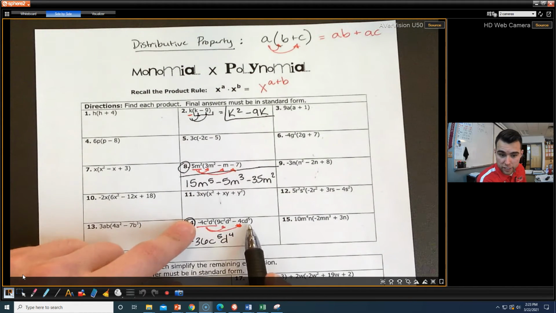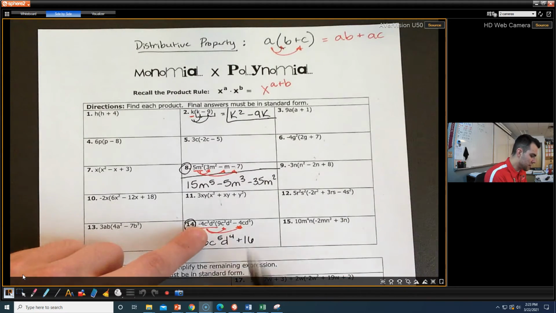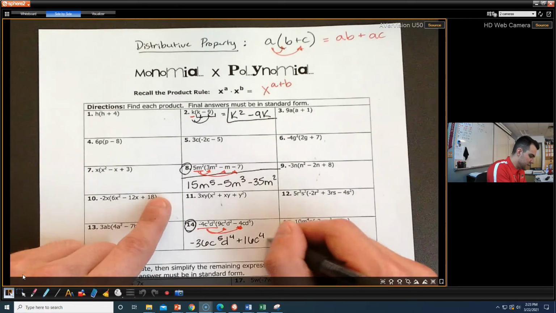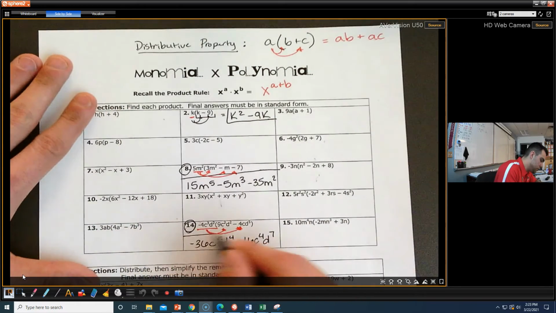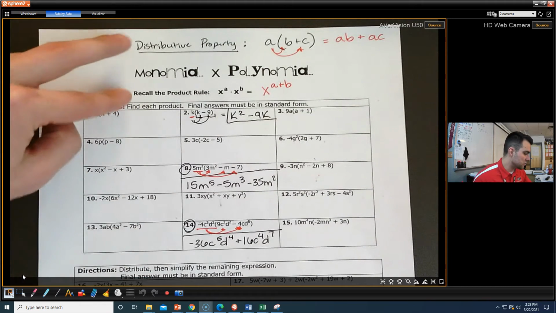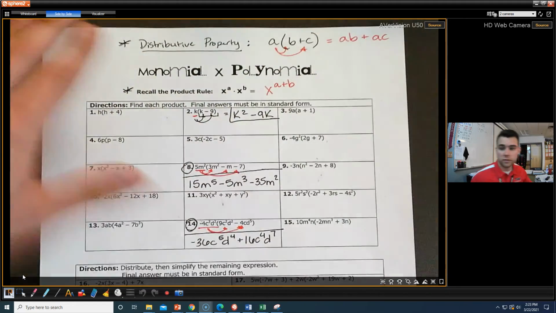And now we're to the next one. So negative 4 times negative 4 is a positive 16. C to the third times c to the first is c to the 4th. And then we're going to get d to the 7th power, and that is multiplied. There we go. Okay. So that's all we're doing with monomials times polynomials. We're not doing anything other than that. I mean, as long as you remember these two rules, distributive and the product rule, you should be good to go.